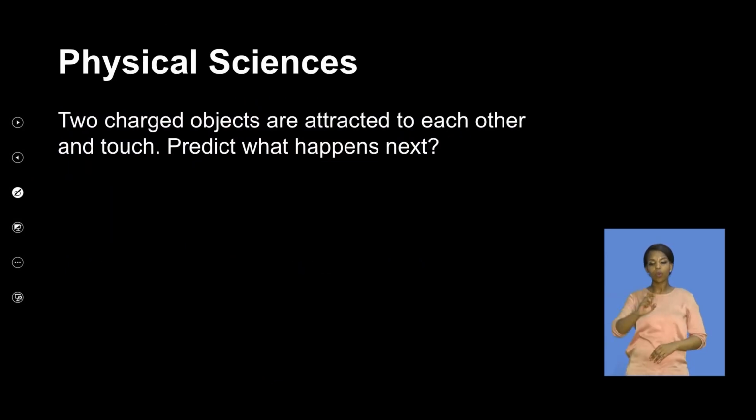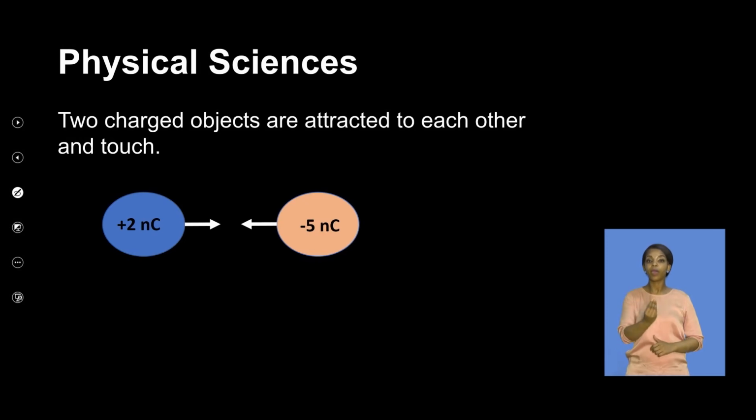Let's start with a discussion which says that two charged objects are attracted to each other and touch. Predict what happens next. Now we've got two objects, all right? Let's call this one Q1, and this one Q2. Already, they're at a distance apart. It means that Q1 exerts an electrostatic force on Q2 and vice versa, right?